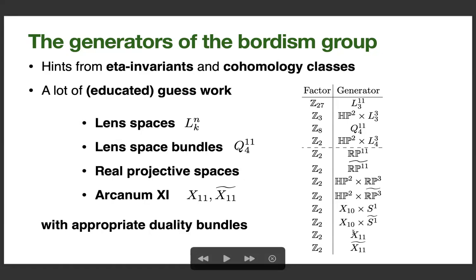And then actually these last two, these X11, or we call them Arcanum 11, they took us a long time. And what they essentially are is real projective spaces fibered over other real projective spaces in a certain way. So now this ticks the second item on the list. We now found all the generators. So now the third piece is the anomaly theory.